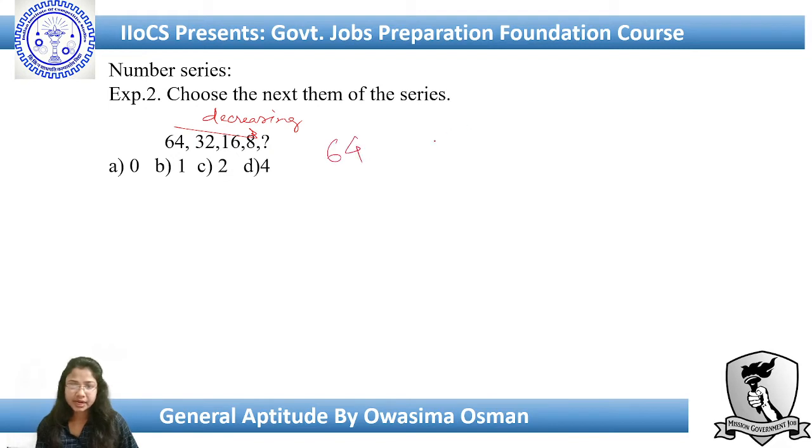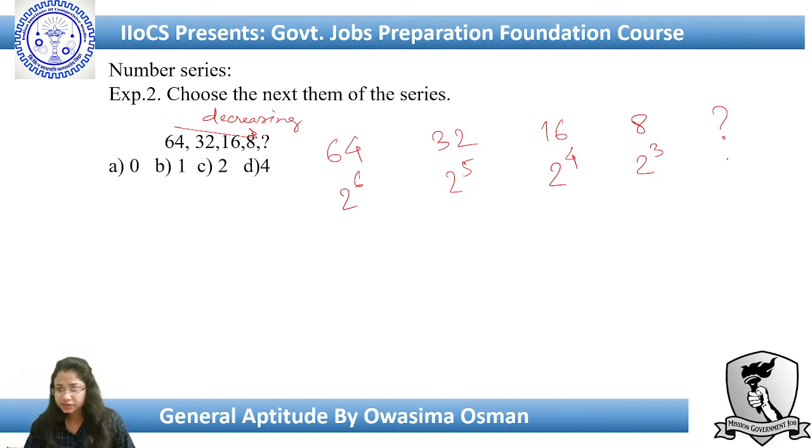So again I am writing this series separately, beside 8, and we have to find the last one. 64 equals 2 to the power 6, 32 equals 2 to the power 5, 16 equals 2 to the power 4, 8 equals 2 to the power 3. Here you can see that the power of 2 is in AP series but in decreasing order. So definitely our next term will be 2 to the power 2, or square of 2, that is 4. So our answer will be 4.